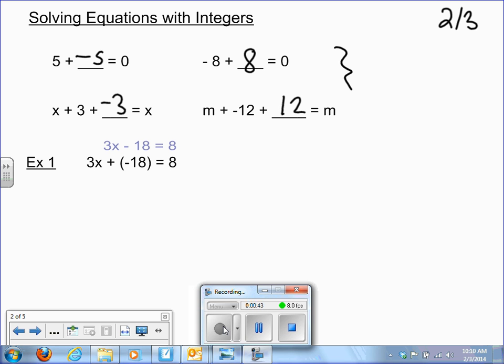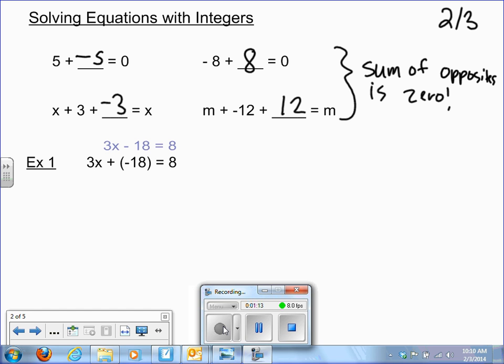Okay, so here we know that the sum of 8 and negative 8, 5 and negative 5, they are called opposites, is always 0. Okay, and that's important to know because that's how we eliminate constant terms, because we want to find out what 3x equals in example 1.